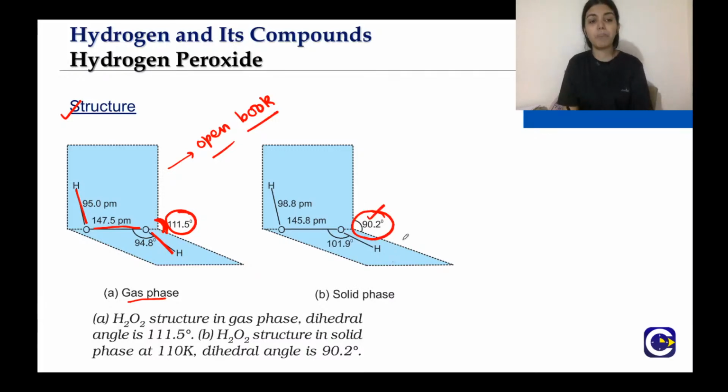Remember the structure of peroxide, that it has an open book like structure. You can see the structure is like that of an open book. And you should remember that in the gas phase the dihedral angle is more, while in the solid phase the dihedral angle is approximately equal to 90 degrees.